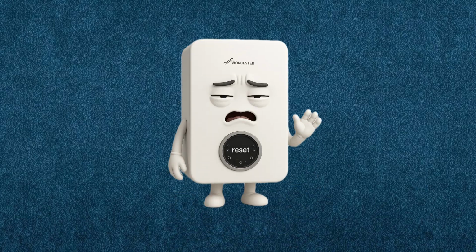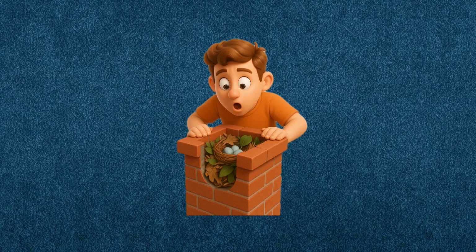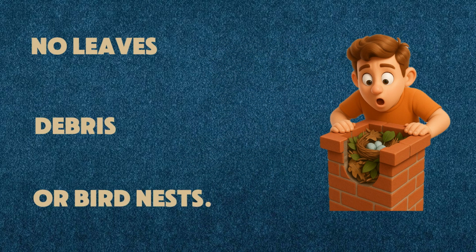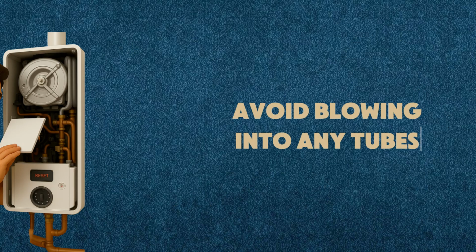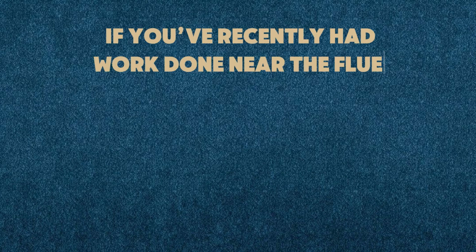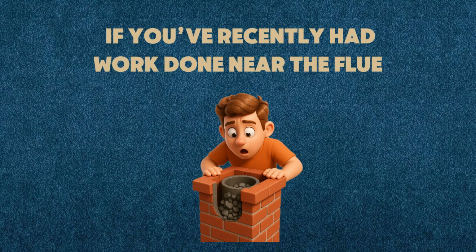What you can check: 1. Reset the boiler once. 2. Step outside and check that the flue terminal is free from obstructions, no leaves, debris, or bird nests. 3. Avoid blowing into any tubes or opening the boiler case. This is a Gas Safe only area. 4. If you've recently had work done near the flue, make sure it hasn't been accidentally blocked.